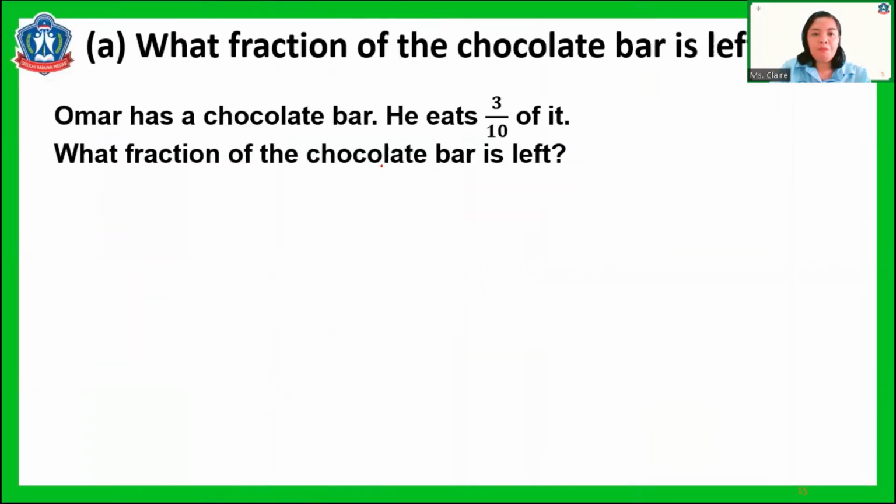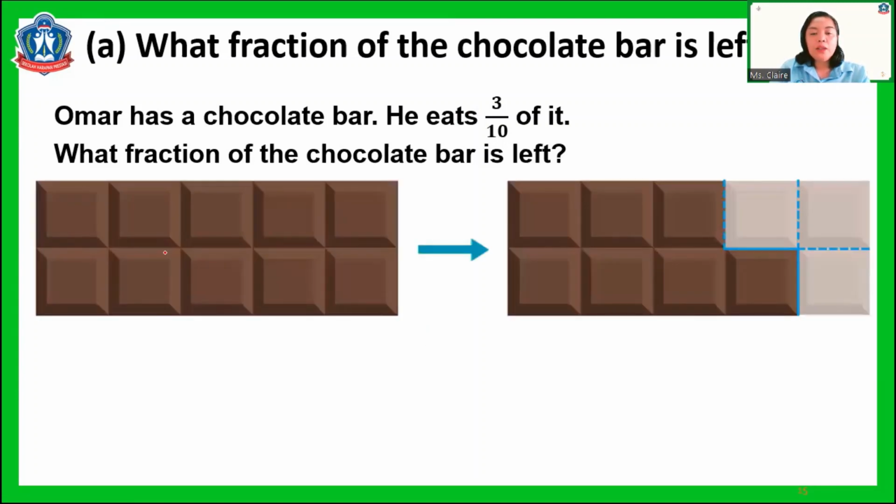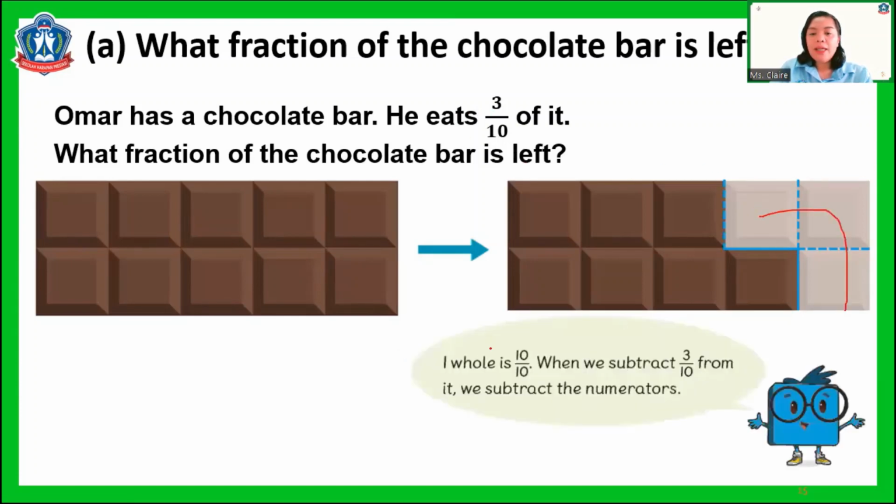Let's continue. Okay, what fraction of the chocolate bar is left? Omar has a chocolate bar. He eats 3/10 of it. So, what fraction of the chocolate bar is left? Okay, so he has one whole or 10/10, right? He eats 3/10, this one. So when we see one whole, that is 10/10.